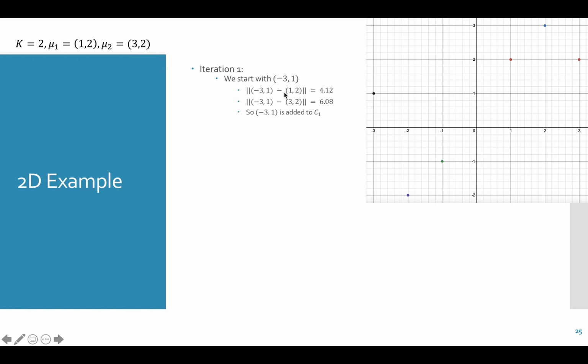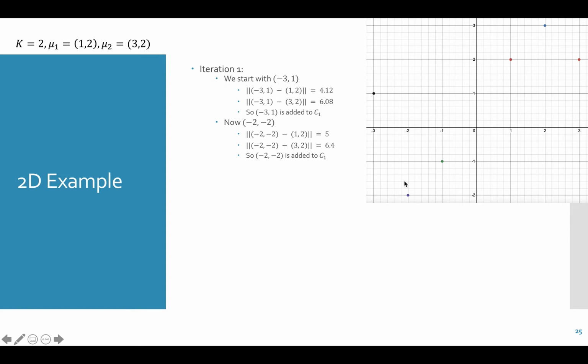And we're going to compute the distance between that and both of the cluster centers, which are 1, 2, and 3, 2. We're going to use Euclidean distance, remember. And what we're going to get here is 4.12 for cluster 1 and 6.08 for cluster 2. So this point right here is closer to this point than it is to this point. And visually that makes sense, and we could just eyeball it. And so we add it to C1, which is cluster 1.